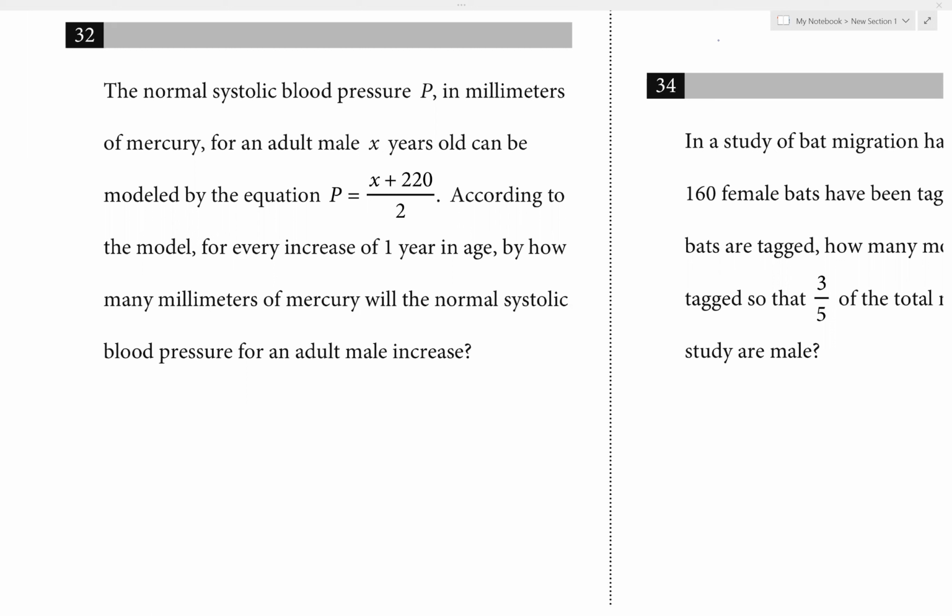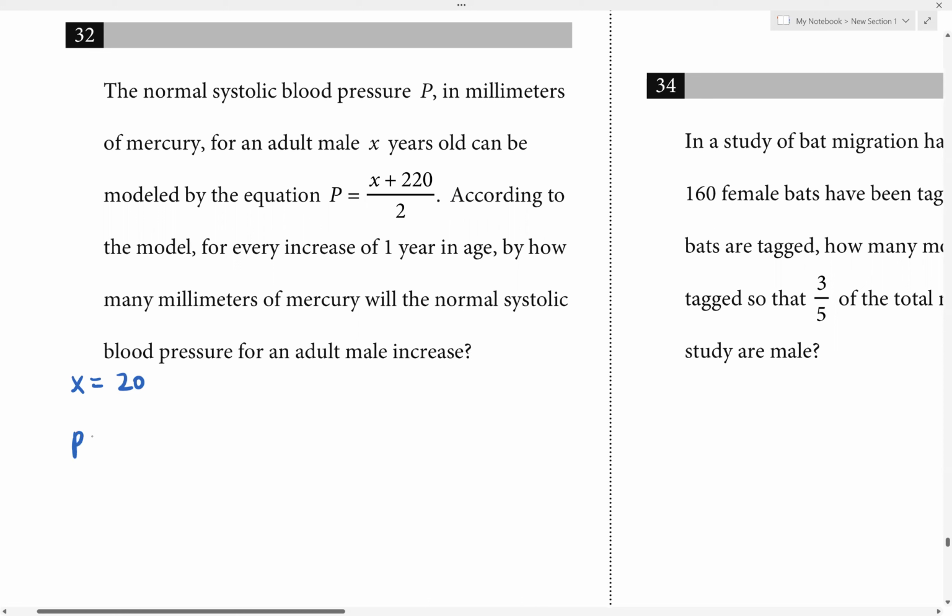Okay, so this equation represents the systolic blood pressure. And then they are asking us, if the age increases by 1, by how much does the blood pressure increase? So what we can do here is use some test numbers. Let's just say X is 20, why not? So let's say this person is 20 years old. We can plug it in and solve for the blood pressure.